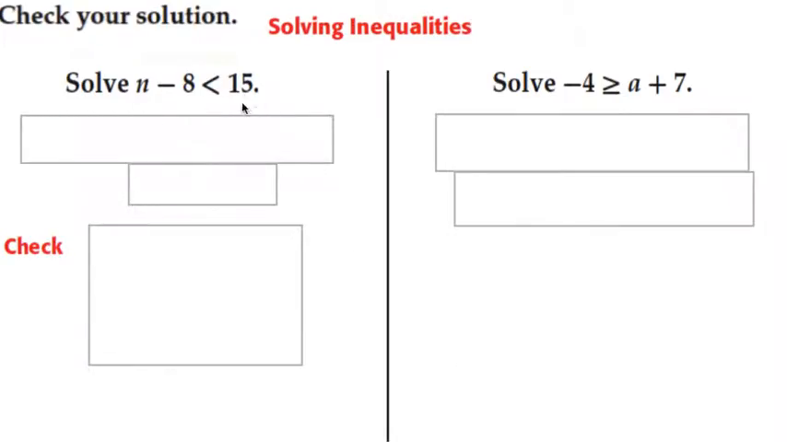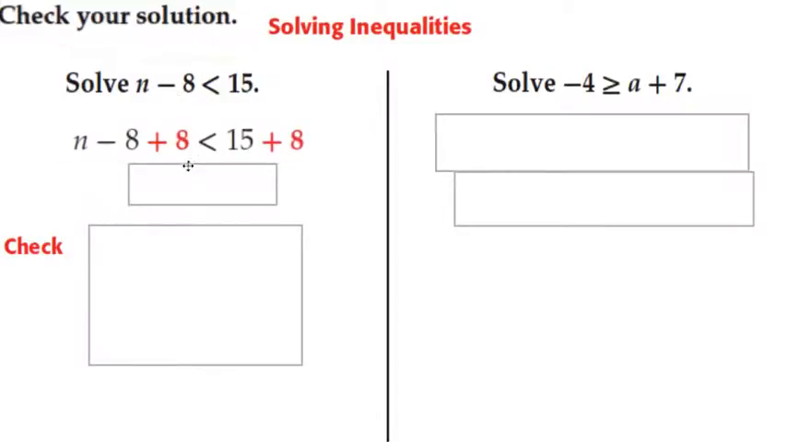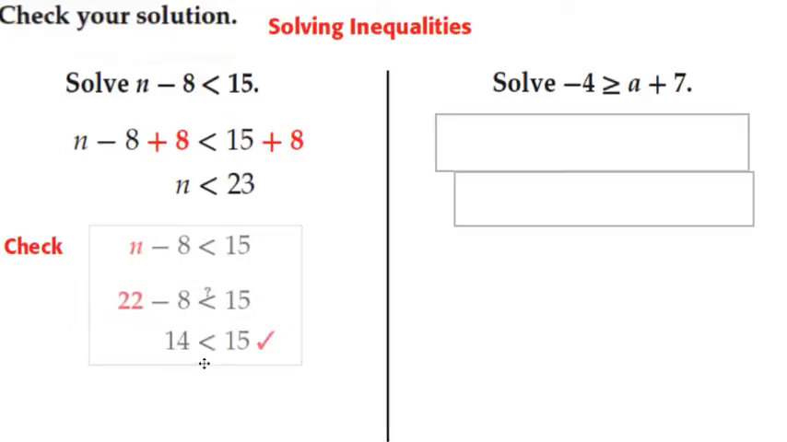If we want to solve this inequality, just like we would in an equation, we would add 8 to both sides. And when we do that, we get n is less than 23. Then we can check our solution. Here's our original inequality. When we plug in 23 minus 8, there's a typo there. It says n is less than 23, so we're going to plug in something less than 23. 22 is less than 23, and that works. It shows that it is a valid solution.